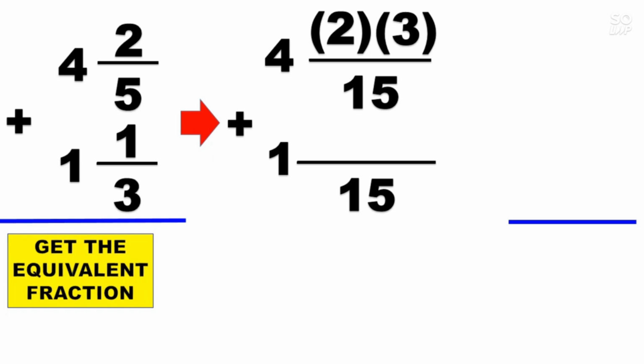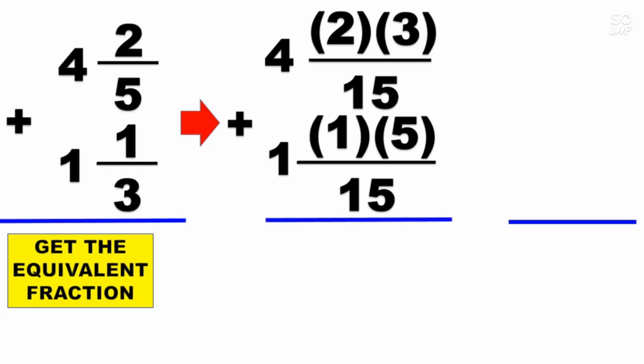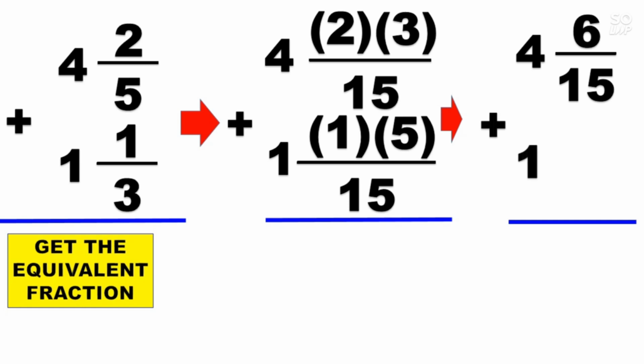Okay, next. 1 and 1/3, it becomes 1 and, rewrite natin yung numerator na 1. And then 15 divided by 3 equals 5. So, yun yung i-multiply natin sa numerator na 1. Okay, so next step, simplify. So, we have 4. 2 times 3 equals 6. And then, copy the denominator, 15. Plus, copy the whole number 1. And then, we multiply 1 times 5 equals 5. And then, copy the denominator, 15.